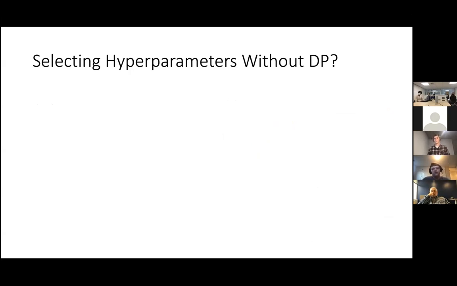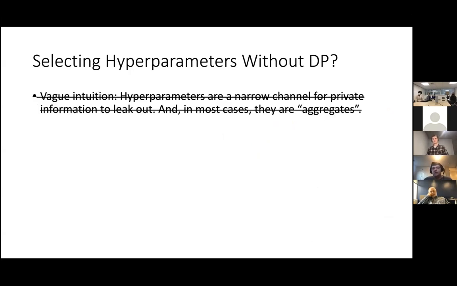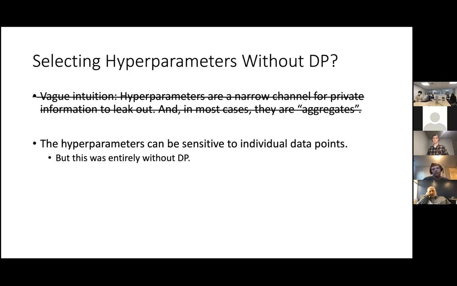Okay, so this vague intuition is not accurate, but we are going to show that there is a narrow enough channel that we can get good bounds for it if we do it carefully. So as I said, this was entirely without differential privacy. All we've demonstrated is that those hyperparameters can be sensitive to individual data points.